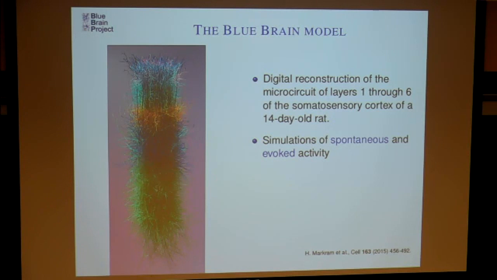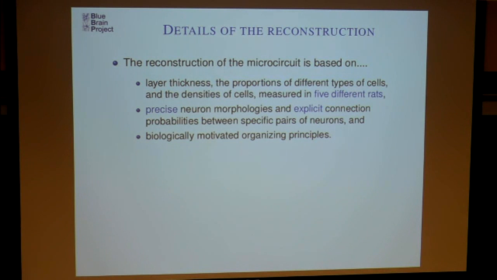So here are some details of the reconstruction. What did they take into account when they built this? So, you know, 12, 15 years ago, when they first started working on this, there were five little 14-day-old rats who were sacrificed, and certain properties of their somatosensory cortices were measured.